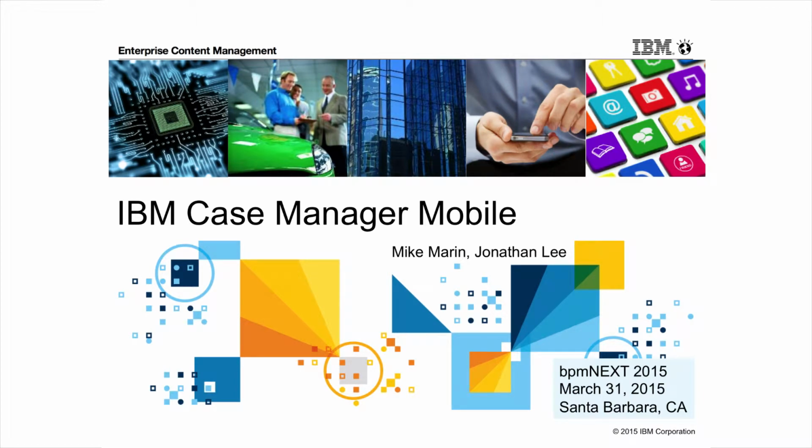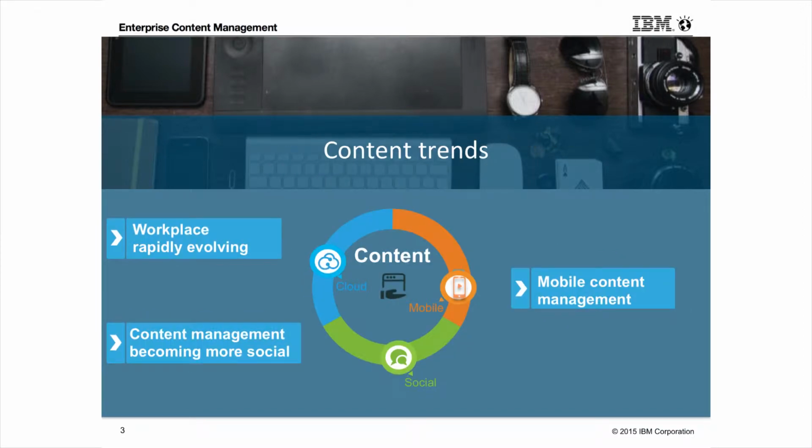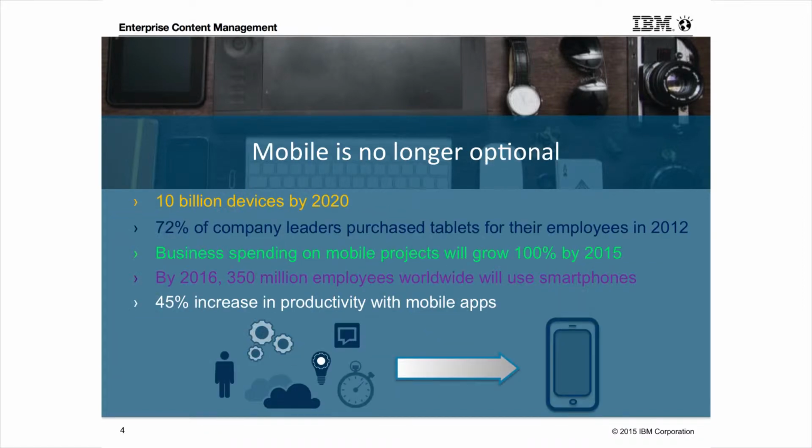John and myself, Mike Marin, will show you today IBM Case Manager, a mobile version. We see that mobile is changing how people are transacting, and we are generating a lot of data from mobile that enterprises need to capture. We see the same type of changes on the content management front, where the workplace is changing. Cloud, social, and mobile are really changing the dynamic on the content management platform.